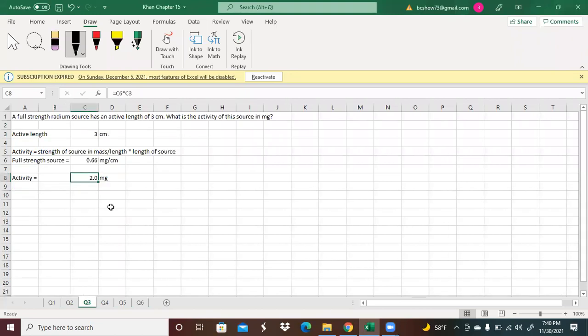All right, so let's go on to question 3 here. A full strength radium source has an active length of 3 centimeters. So what is the activity of the source in milligrams? Well, given the active length, the activity is going to be the strength of the source in mass per length times the length of the source. Now, for a full strength source, if you go back and look at the lecture, that's the same as 0.66 milligrams per centimeter.